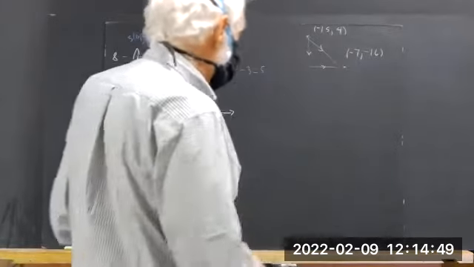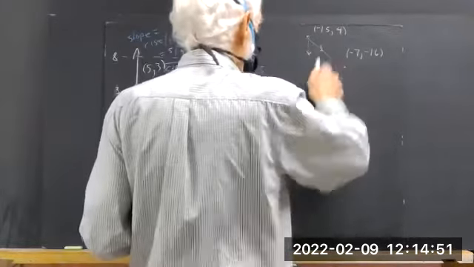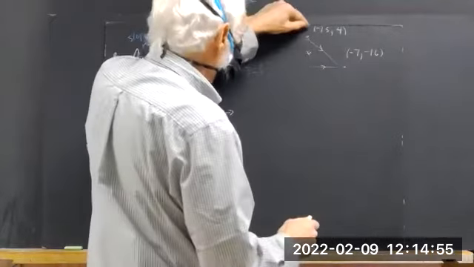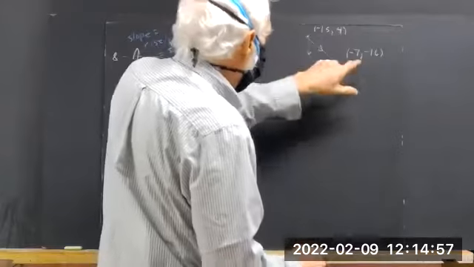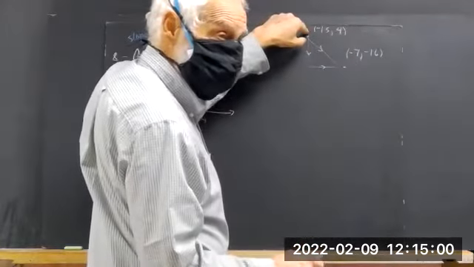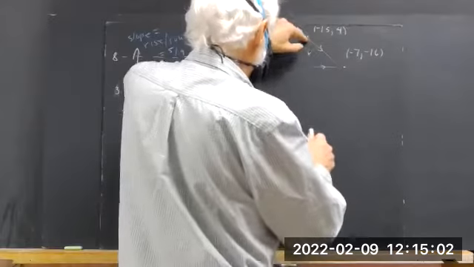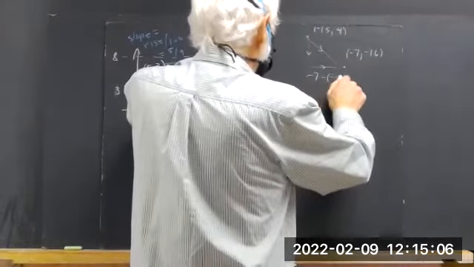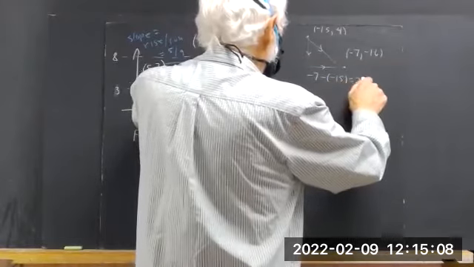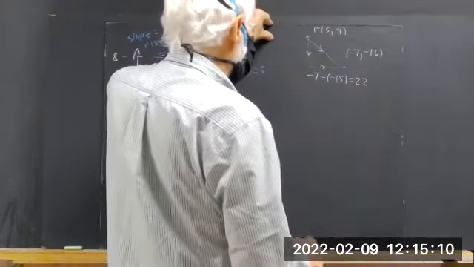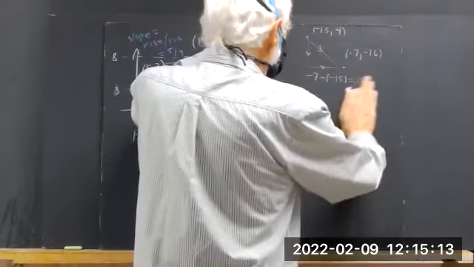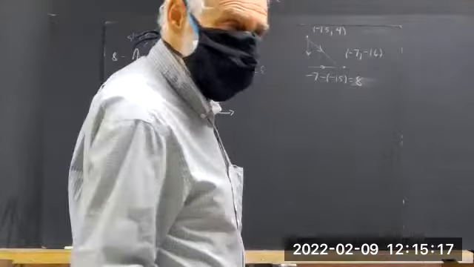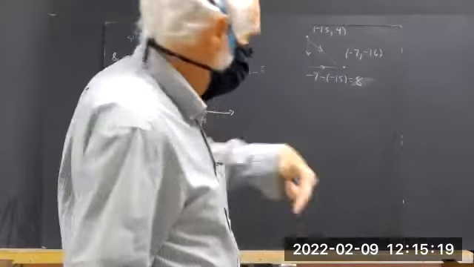So what we're doing is this is your x coordinate minus your x coordinate. It's where you end up minus where you start, right? So you're ending up here and starting here, and it's your x coordinates. It's -7 minus -15, which is 8. Okay.